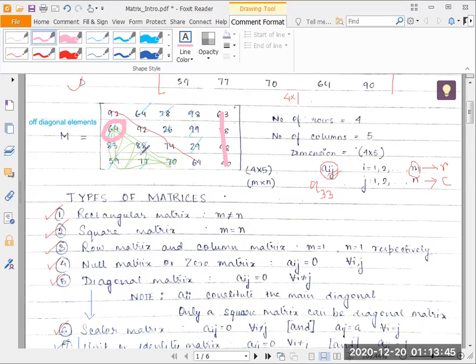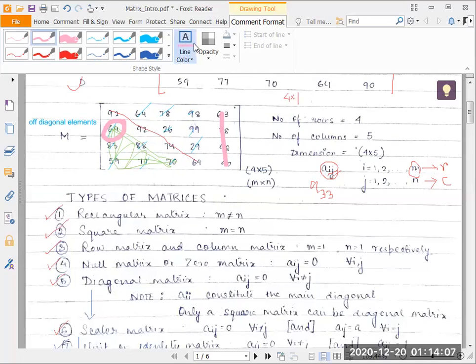A41 will be 0. A32 will be 0. This is third row and the second column. Yeah, A32 will be 0. A42 will be 0. A43 will be 0. All the other elements will be non-zero. So that constitutes an upper triangular matrix.